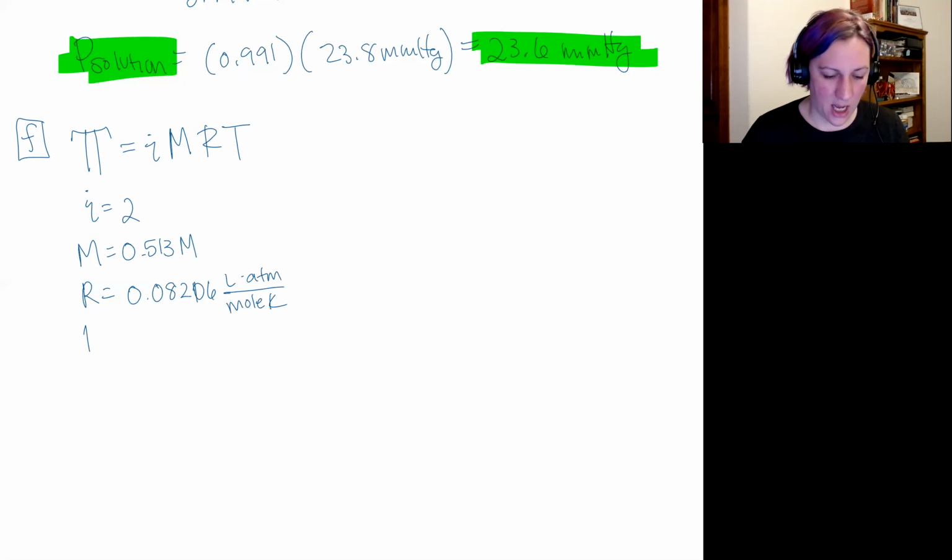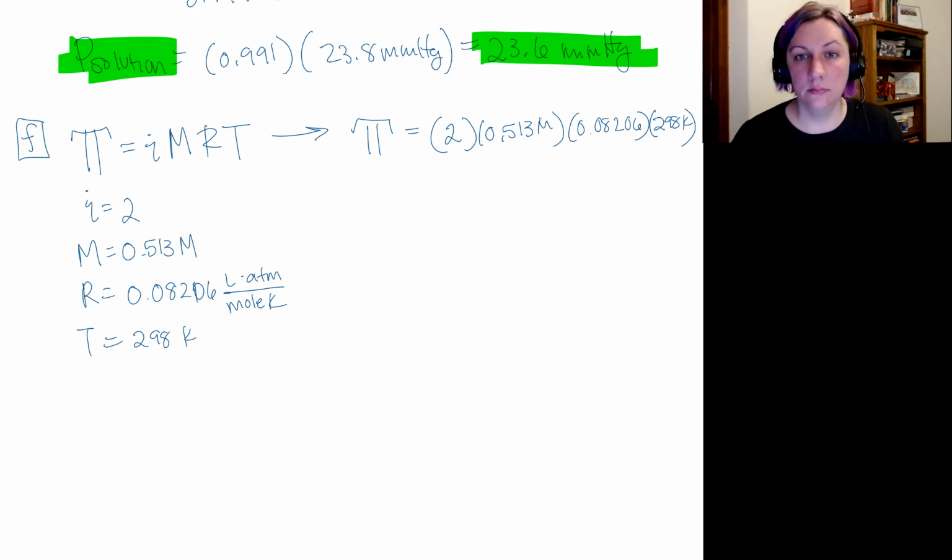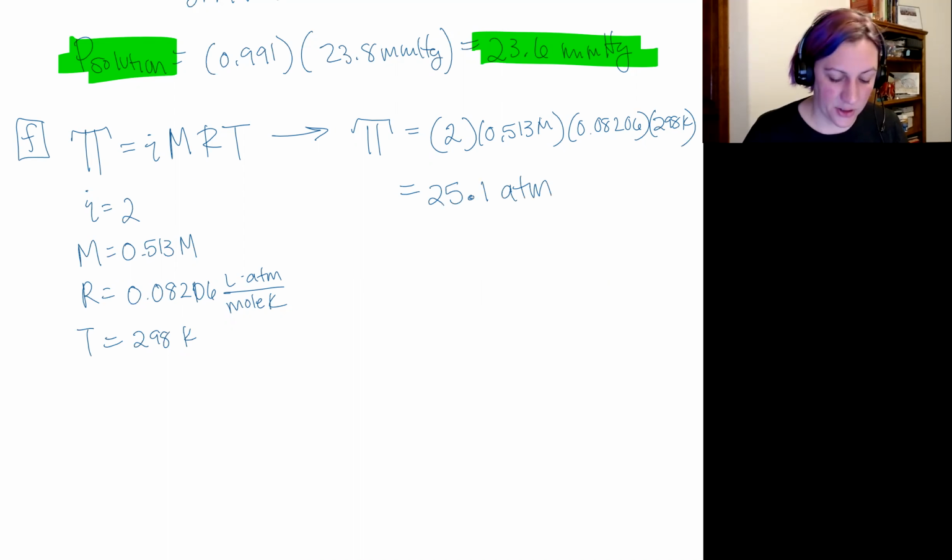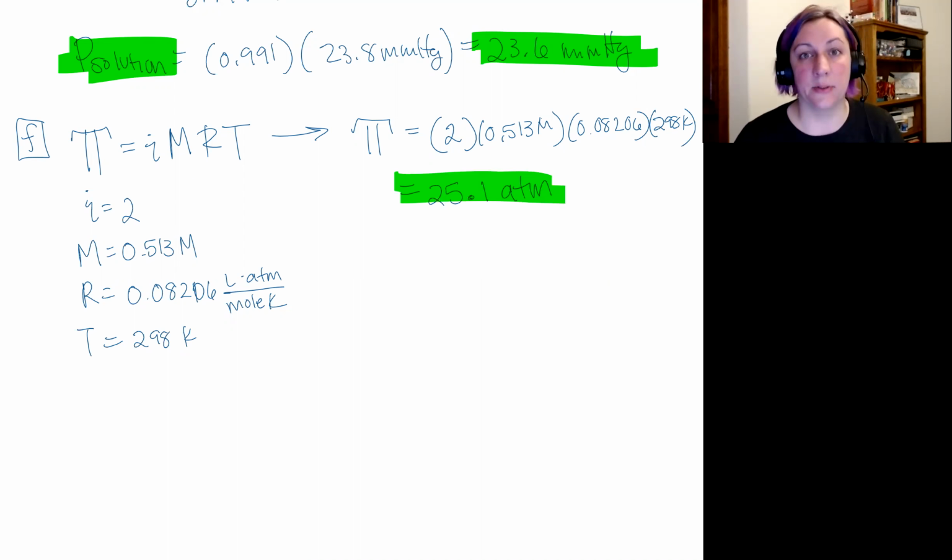And then our temperature is always going to be in Kelvin for these. So that way we don't have a zero number. It's 298 at room temperature. So plugging these into my osmotic pressure equation, after I plug that all into my calculator, pretty straightforward, I'm going to get a value that's 25.1 atmospheres. So that would be my osmotic pressure for this solution, this hypertonic solution.